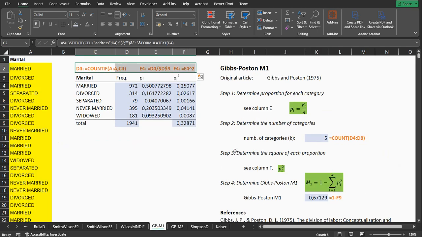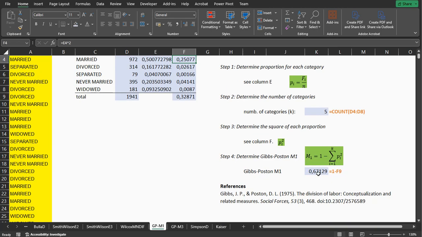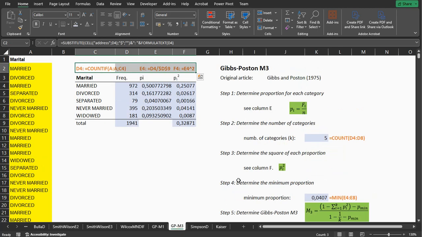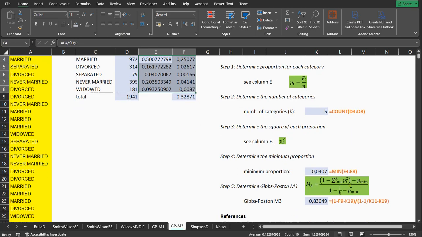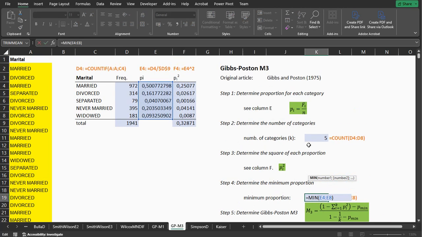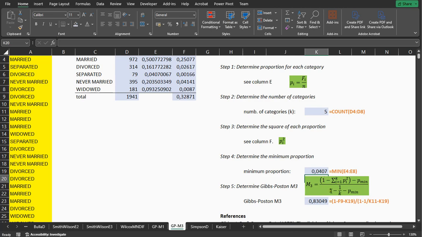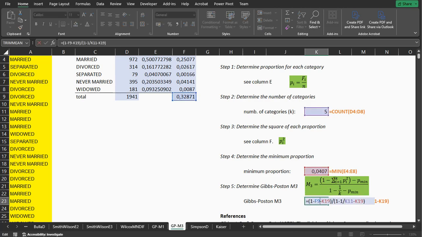Alright, then we have the Gibbs-Poston M1, again squaring the proportions, and then simply doing 1 minus the sum of all of those squared proportions. Then we have Gibbs-Poston M3, again squaring the proportions, and then in this case slightly scarier looking, we need the minimum proportion, so we can simply do min, and then we have everything we need to fill out this formula. It's 1 minus the sum of those squareds, minus then again the p min, which was over here, here, and then we do 1 minus 1 over k minus p min.